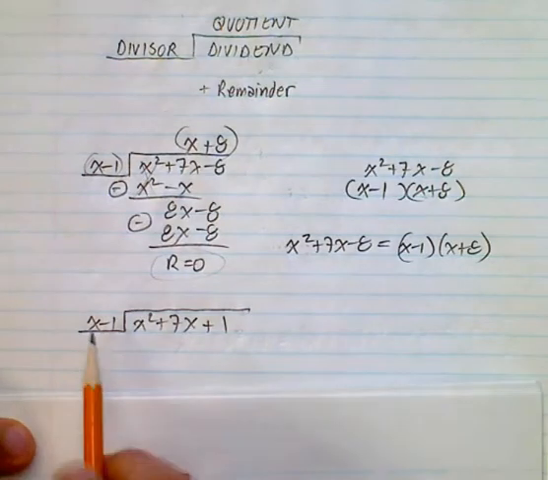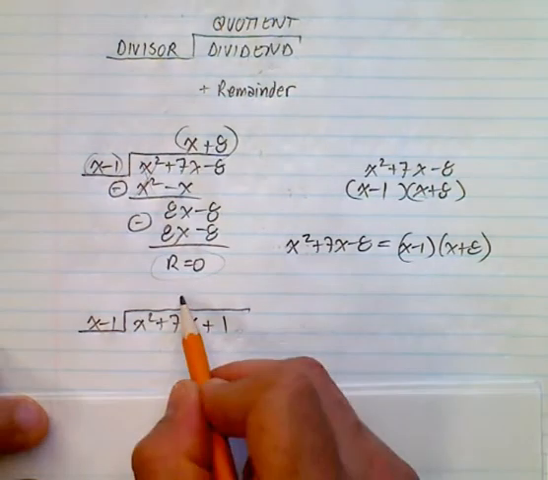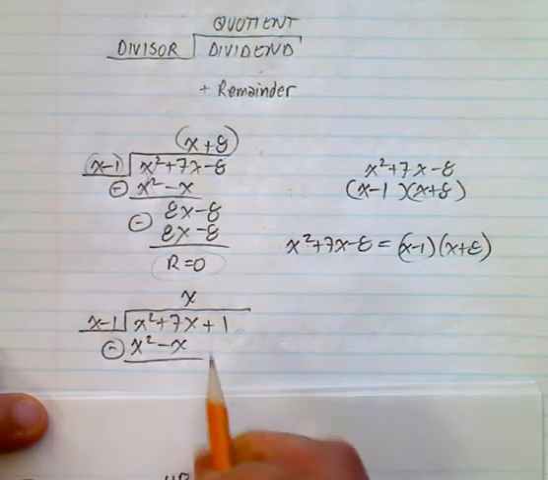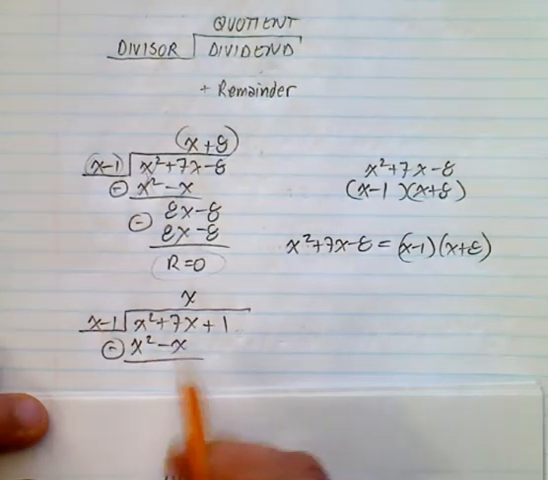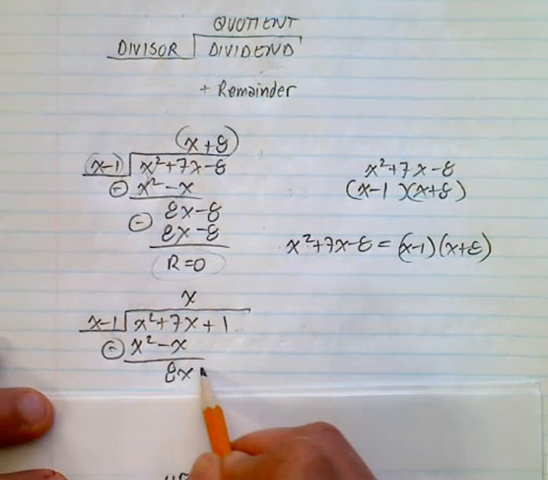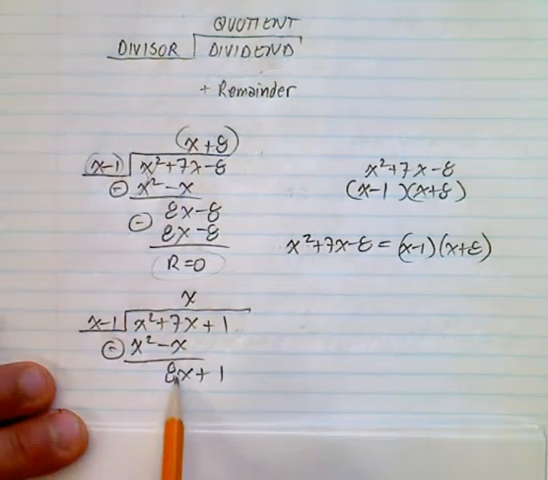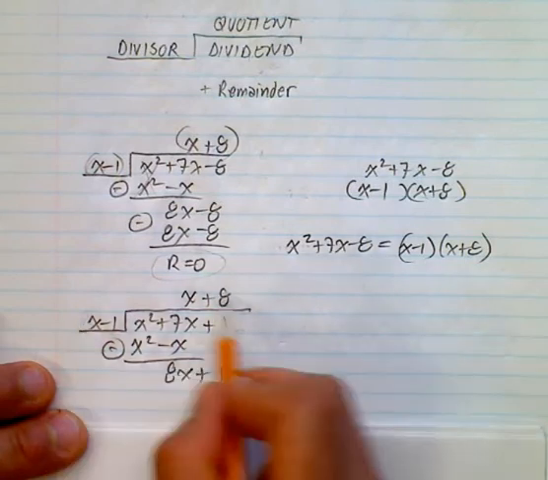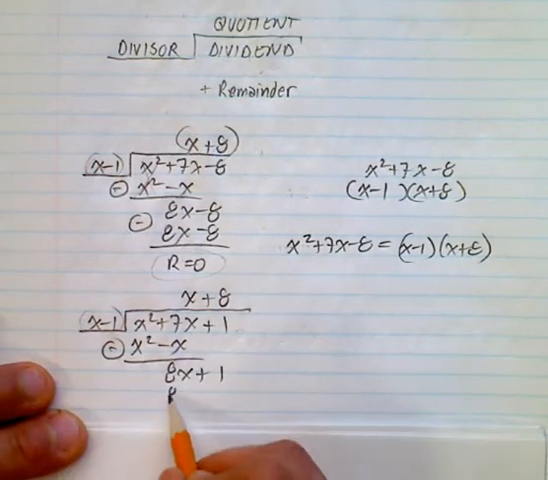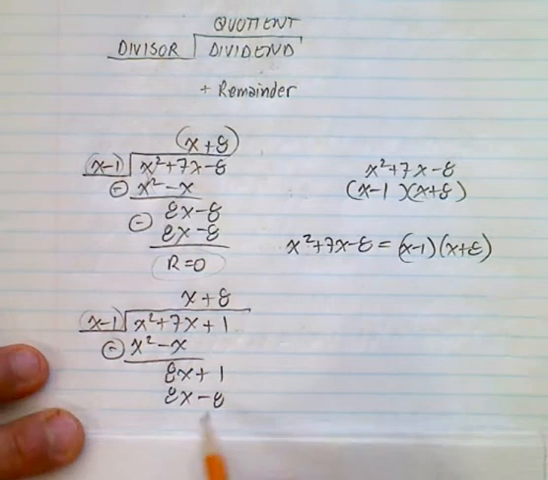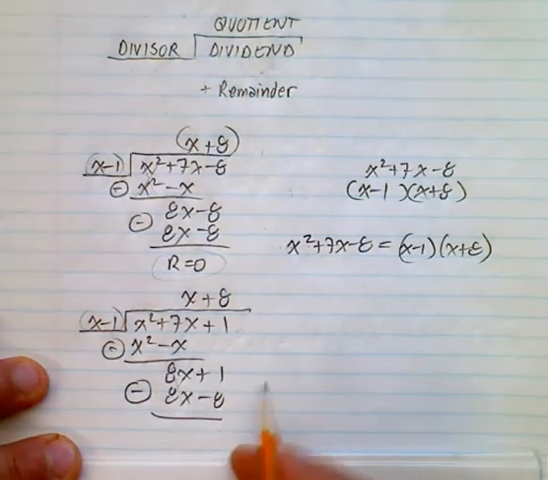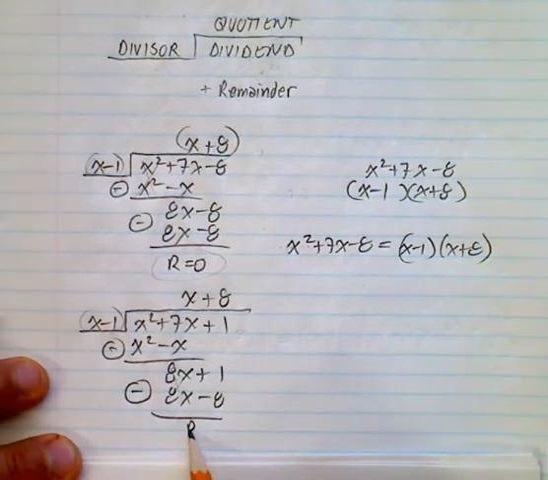Let's do the same thing here. X times x would give me x squared minus x. Now I subtract. 7 minus a minus would be 8x. I have plus 1. 8 times x would give me 8x, so I put an 8 up here. Multiply this times the whole binomial, you get 8x minus 8. Now, when we subtract, that goes away. 1 minus a minus is a plus, so that becomes a remainder of 9.